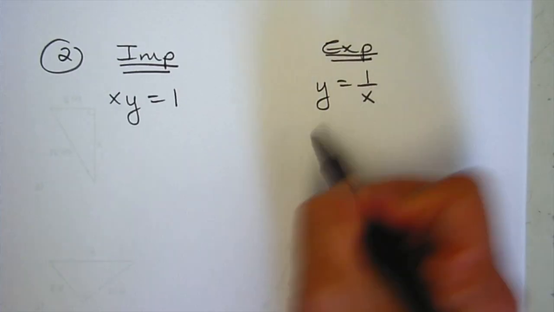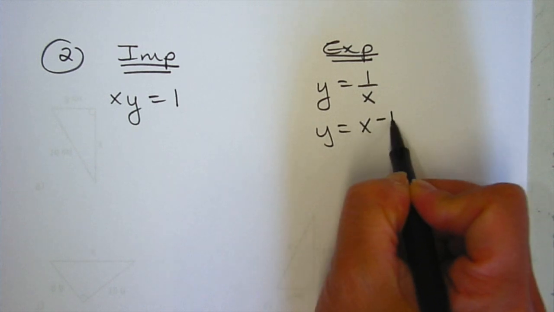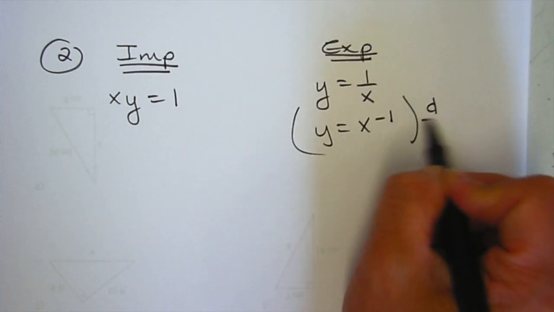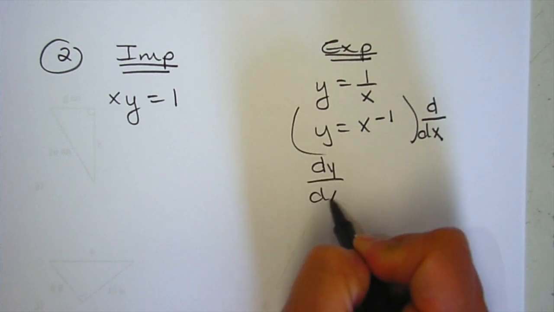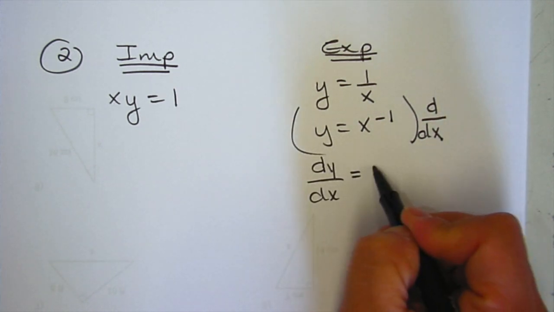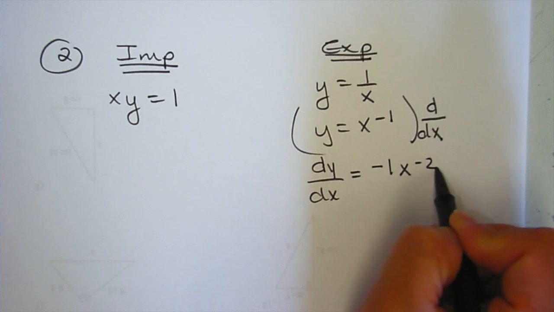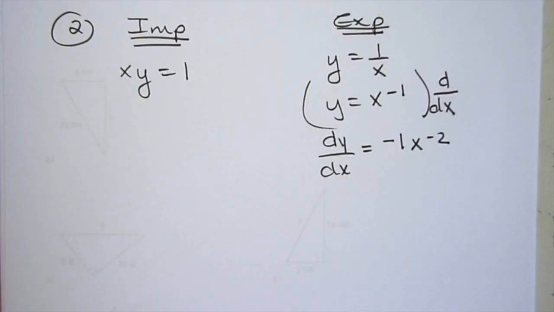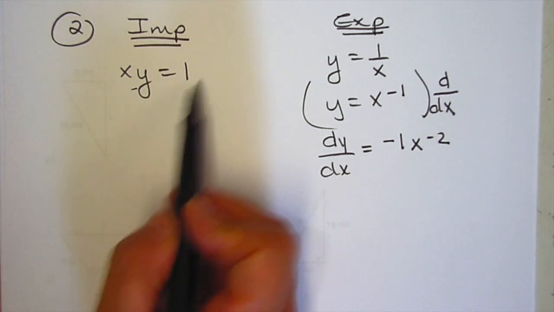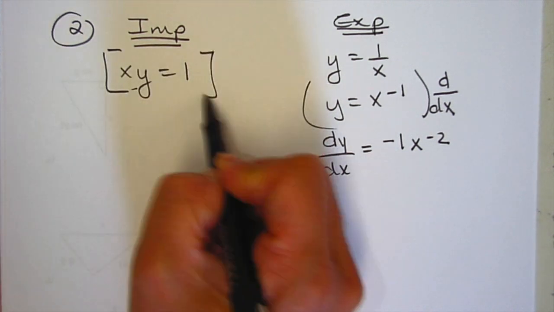So I'm going to go ahead and do this one. I'm going to rewrite this as x to the negative 1. If I take the derivative with respect to x, I have dy/dx. I'm just going to use my power rule, negative 1 x to the negative 2, which is negative 1 over x squared. So this is my derivative. If I do the same thing to the implicit equation, let's see how it's different.